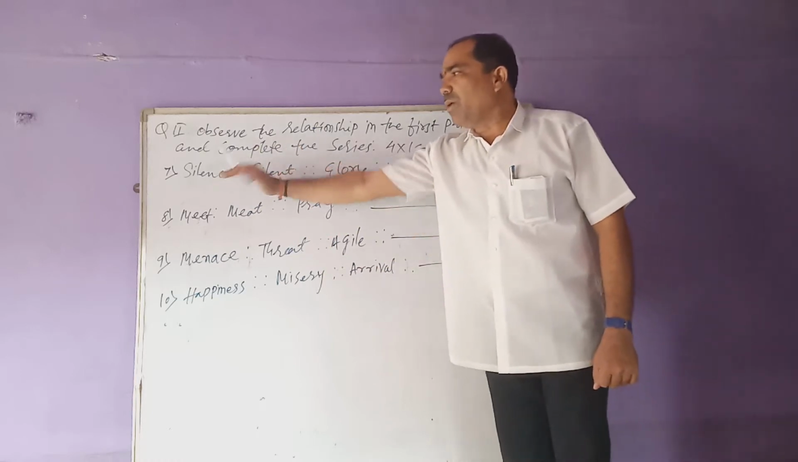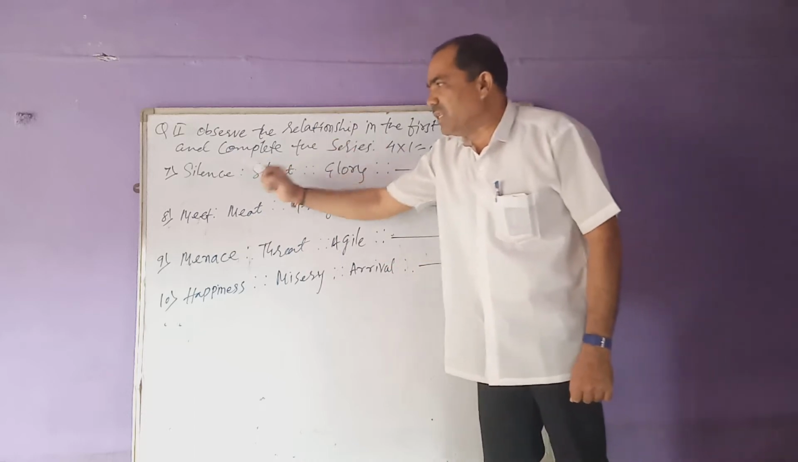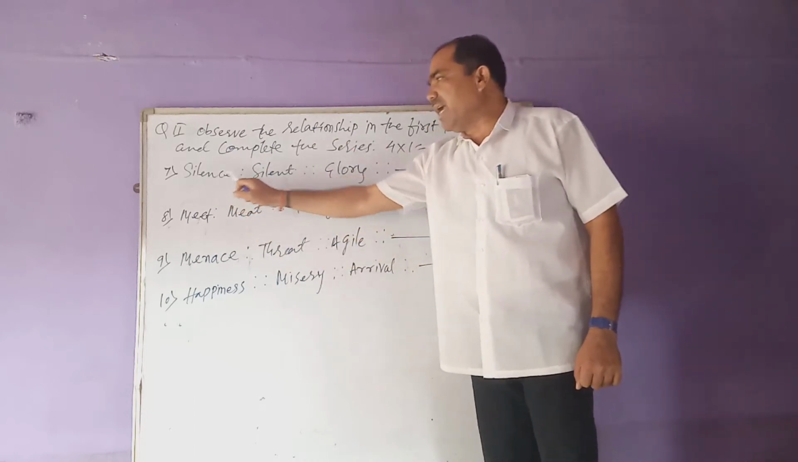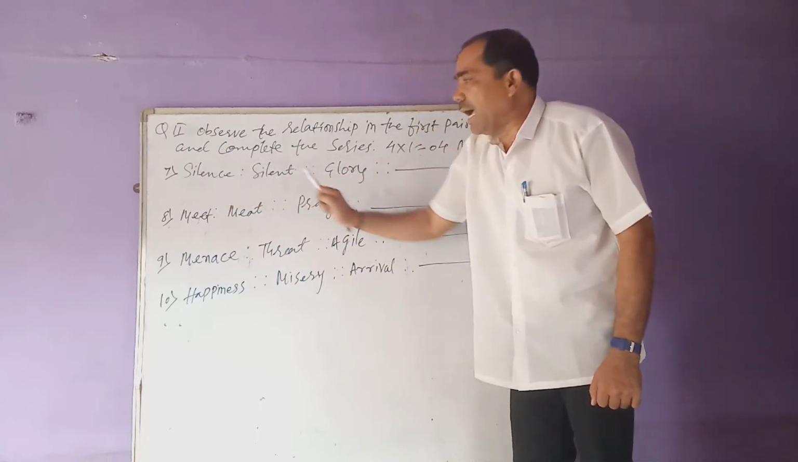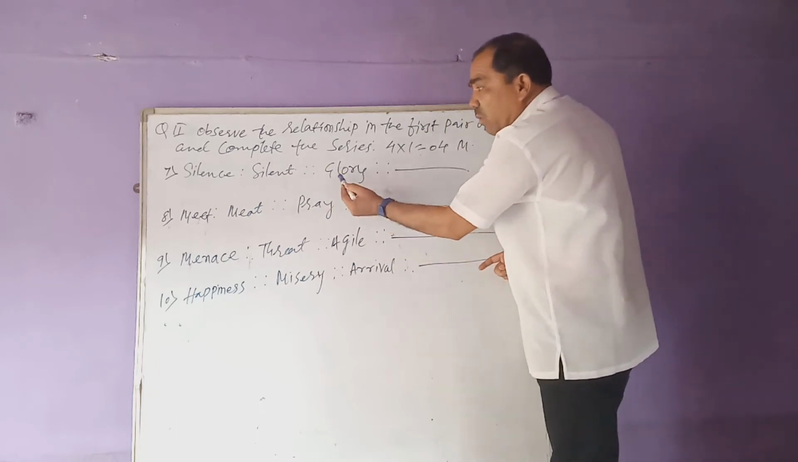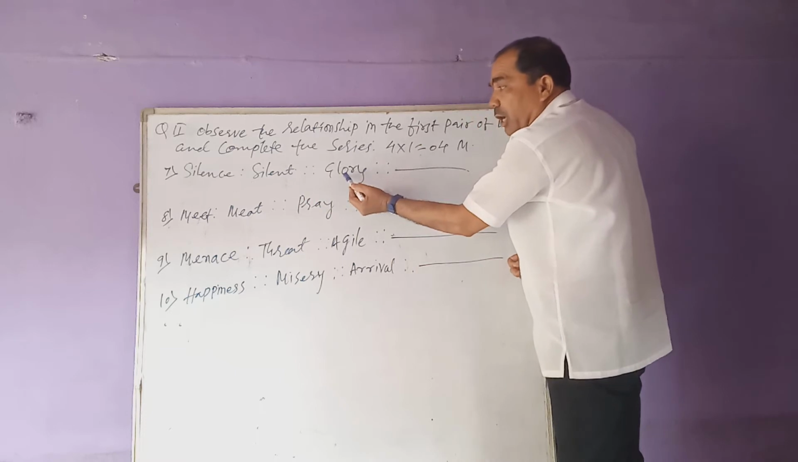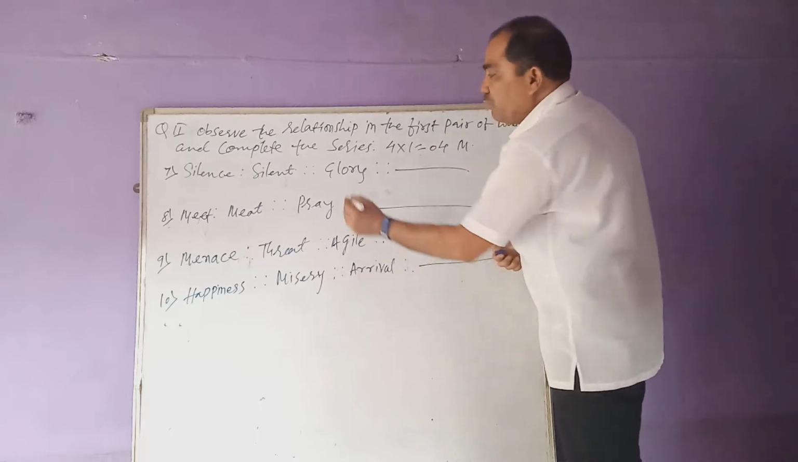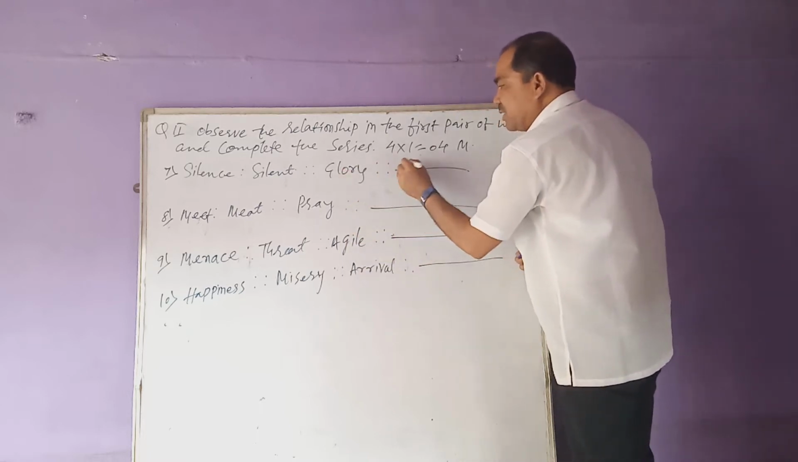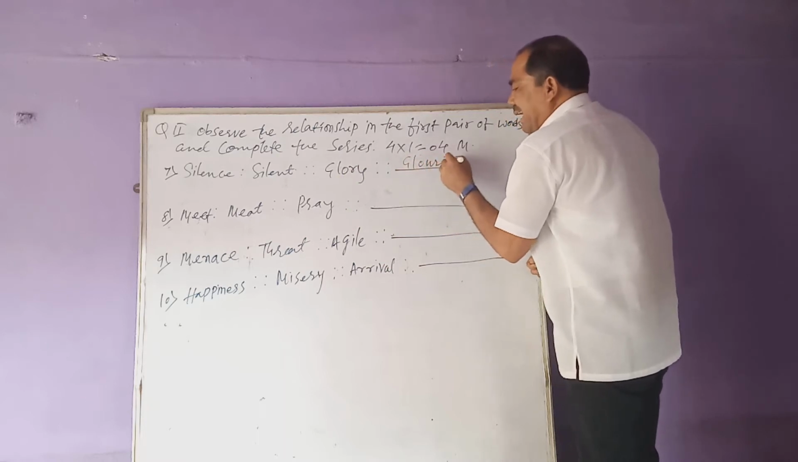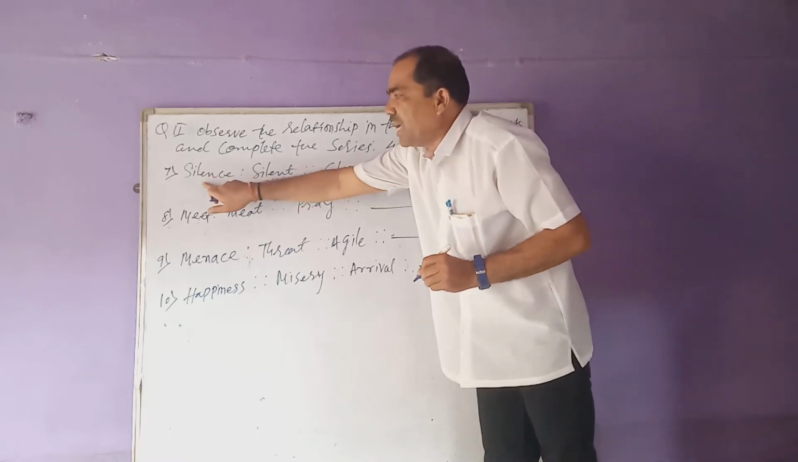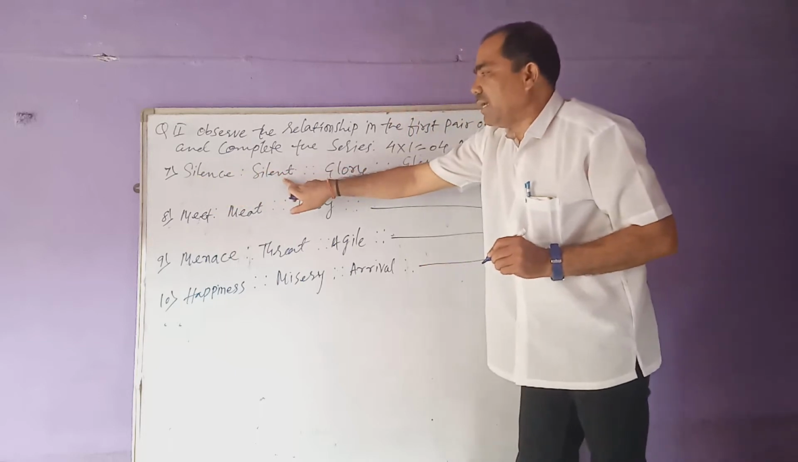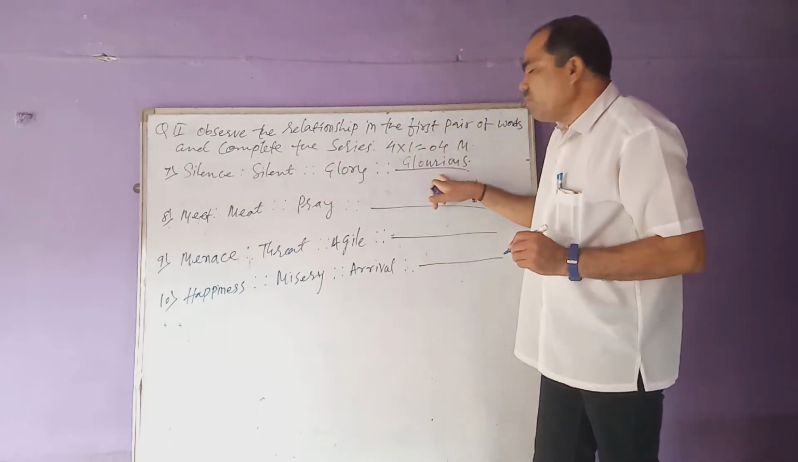Now, what is the problem given? In serial number 7, the problem is given: silence is standing for silent. Here is the combination of noun plus adjective. Now we have been given glory. We have to find out the adjective form of the noun glory, which is glorious. It is the adjective form of glory, and silent is the adjective form of silence, and silence is the noun form of silent, whereas glory is the noun form of glorious.